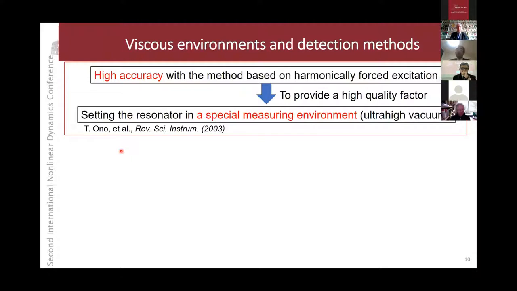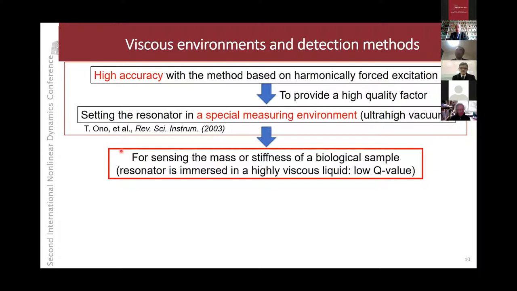High accuracy with this method requires setting the resonator in a special measuring environment, such as an ultra high vacuum, to provide a high quality factor. However, this environment is not realistic for sensing the mass or stiffness of a biological sample because it is immersed in a highly viscous liquid.